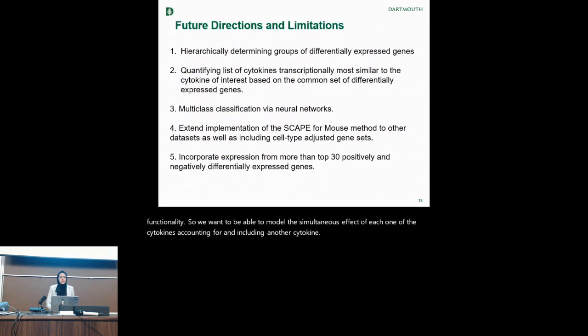Third, I think it would be very valuable to extend this technique to perform multi-class classification via neural network models. Fourth, we would want to extend an implementation of the SCAPE for mouse method to other data sets, as well as including cell type adjusted gene sets. And fifth, we are currently only incorporating expression from about 30 positively and negatively differentially expressed genes. So we would like to extend this framework to account for more genes than that. I think that would help improve the performance and the AUC scores further.